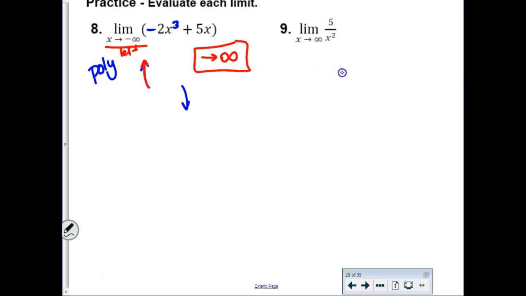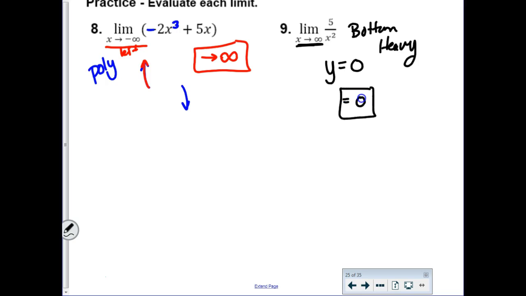This one is a rational. So you need to realize whether it's top heavy, bottom heavy, or equal weight. This one is bottom heavy, which means my far end behaviors are going to approach the asymptote at y equals 0. So whether I'm looking at the left side or right side, it doesn't matter. This guy is approaching 0. So we'll just say the limit equals 0.